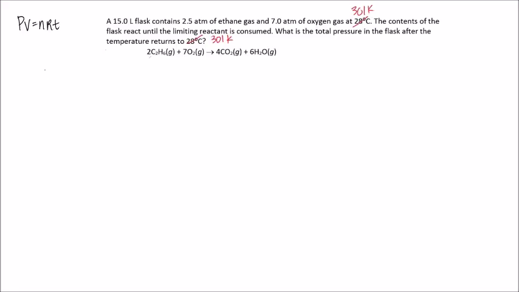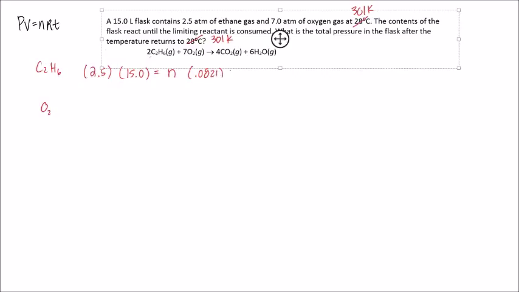So let's use PV equals nRT to find the number of moles of each reactant first. We have two reactants, C2H6, which is ethane, and O2, which is oxygen gas. So using PV equals nRT, we have 2.5, which is the atm of ethane gas, times 15.0, which is the volume in liters, equals n, which is what we're looking for, the number of moles, times 0.0821, the universal gas constant, times 301, which is our temperature.